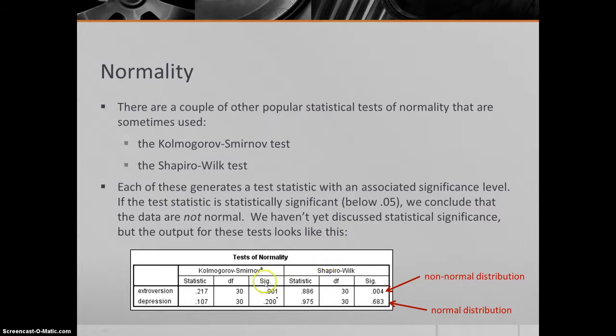But basically, if you look at this SIG column, significance, I'll just say if this number is below 0.05, then it's considered not normal. If it's above 0.05, we would say that it is normal. So extroversion, based on both of these different tests, they both agree that this distribution is not normal because it's less than 0.05. The depression variable, though, both of these are above 0.05, so we would say the depression variable is normal, the extroversion variable is not normal. So this is one more approach.